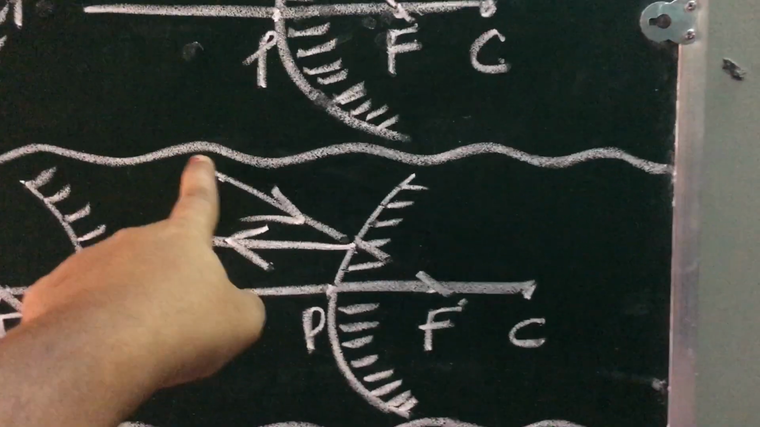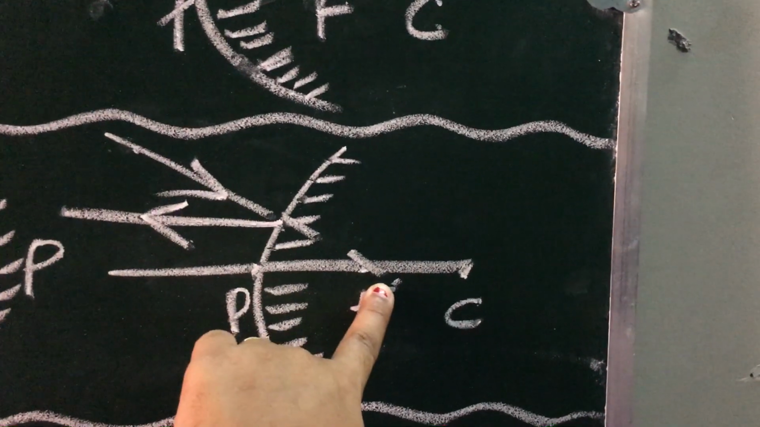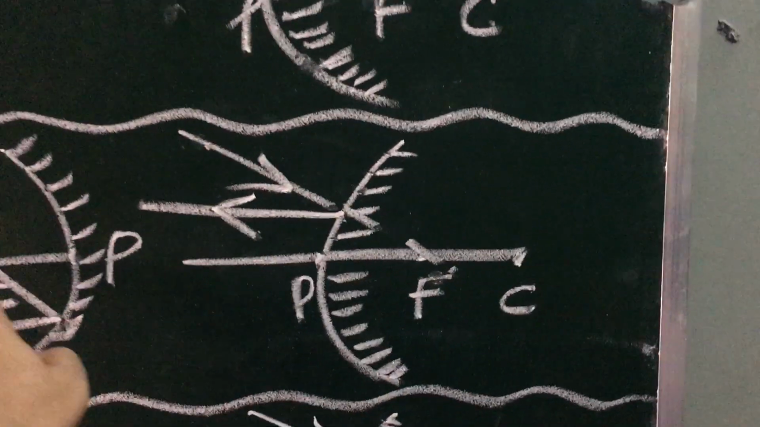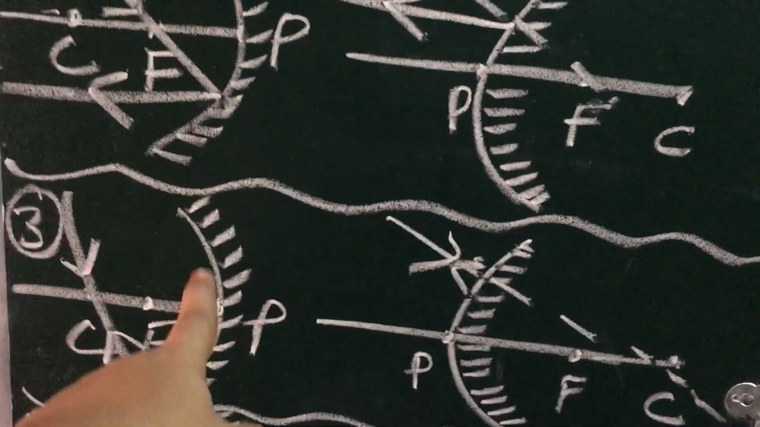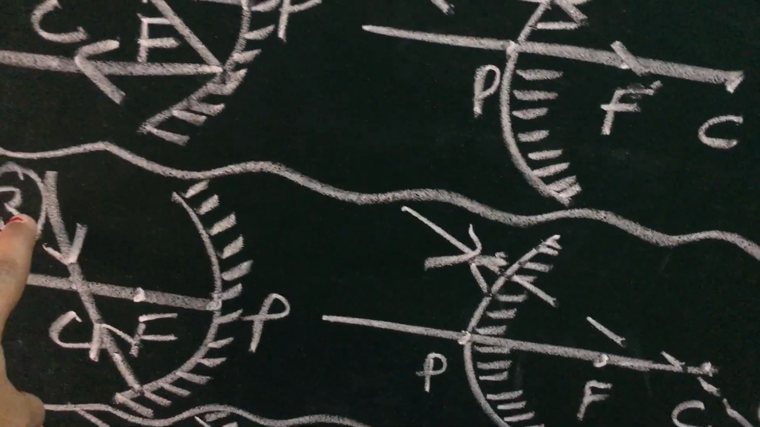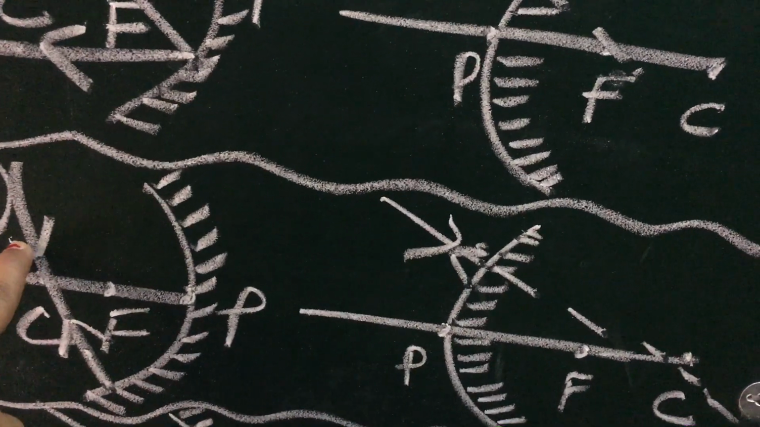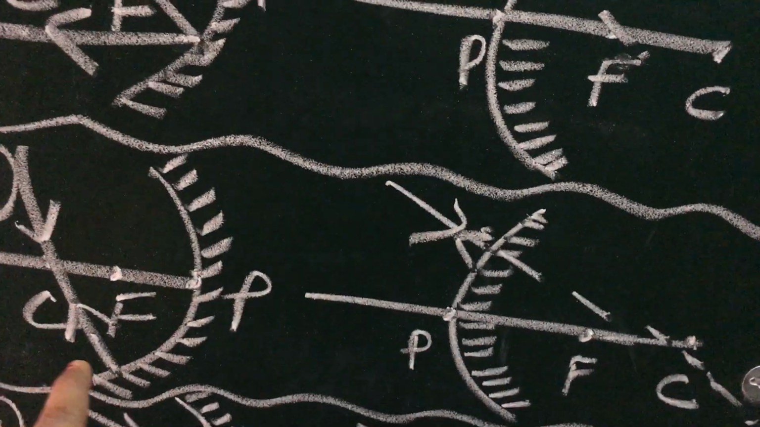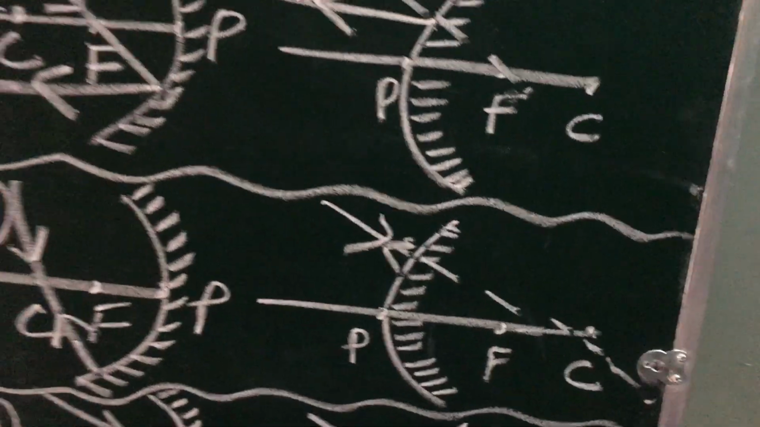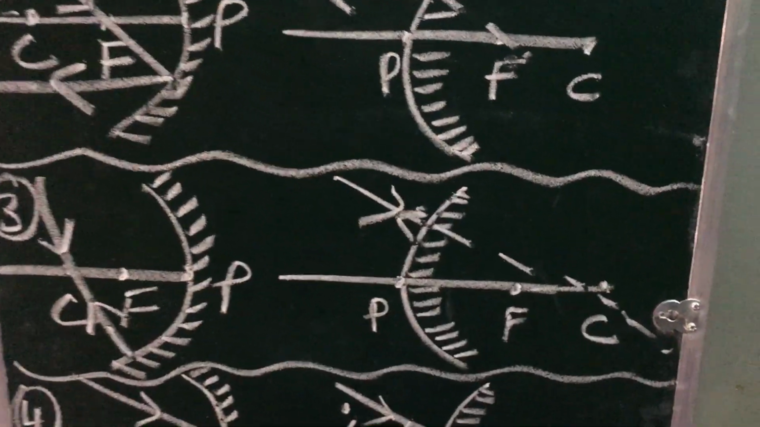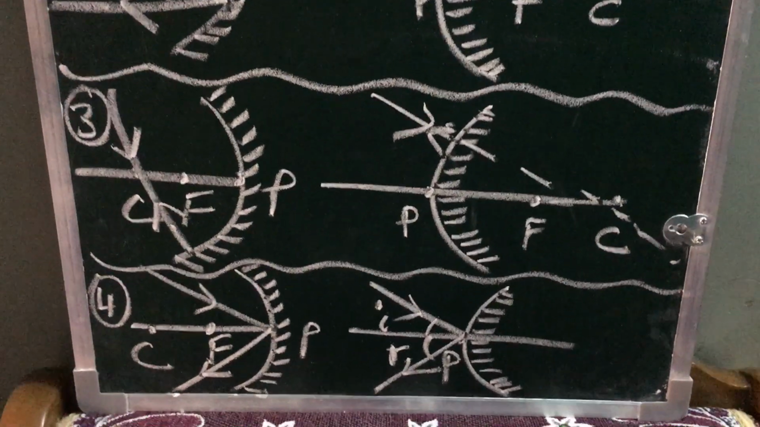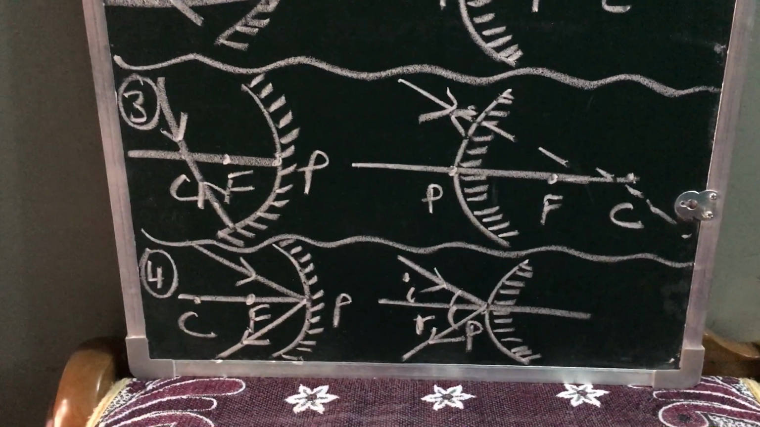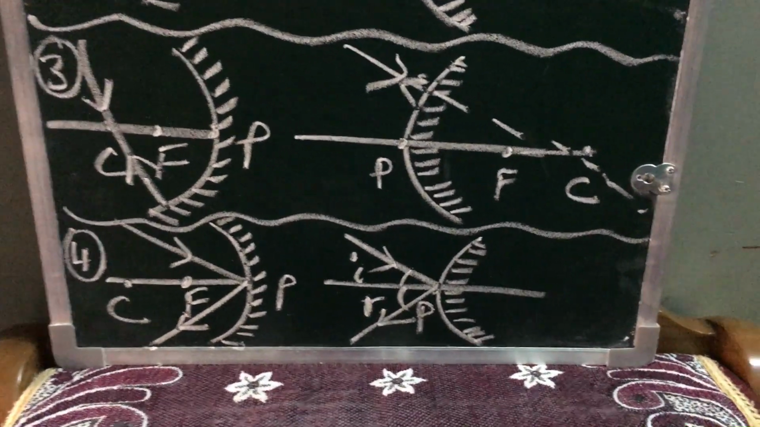Same way here, an incident ray falling on the focus, how will it go? Parallel to the principal axis. Third rule, see, if an incident ray is passing through the center of curvature, then how will the reflected ray go? It will retrace its path. The way it came, it will go back the same way. It will retrace its path. Okay, if a ray of light is passing through the center of curvature, it will retrace its path.